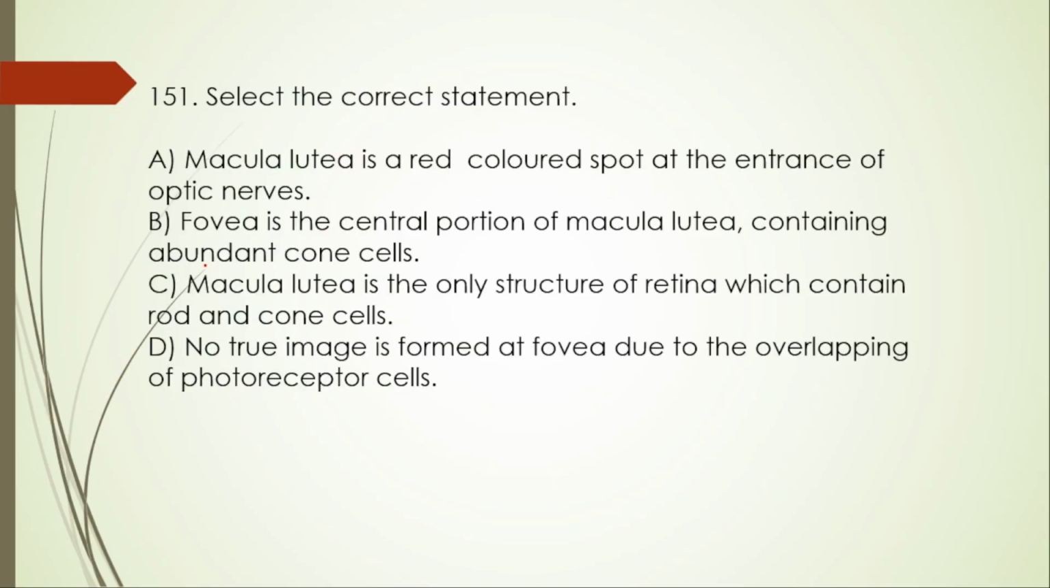Next, 151. Select the correct statement. A, macula lutea is a red colored spot at the entrance of optic nerve. This one is wrong actually. The macula lutea is yellowish, not the red one. Yellow color. Next, B, fovea is the central portion of macula lutea containing abundant cone cells. Yes, this one is right.